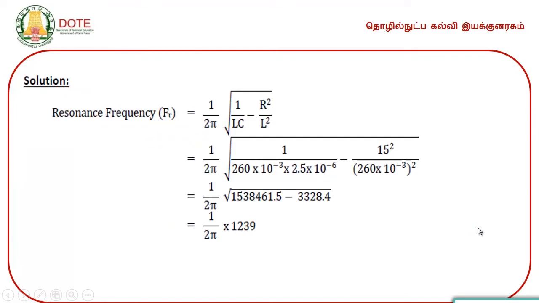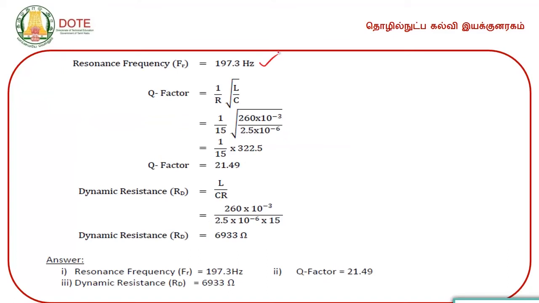The expression for resonance frequency for a parallel circuit is known to us. It is given by 1 by 2 pi into square root of 1 by L C minus R square by L square. We know the values of resistance, inductance and capacitance. Substituting all those values in the formula and simplifying, you get the resonance frequency value as 197.3 hertz.